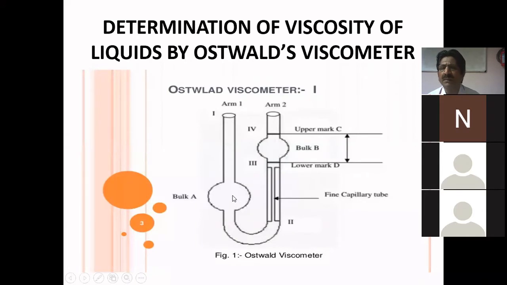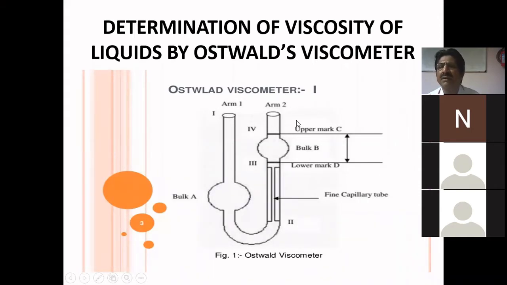Bulb A is at the lower end of the tube, and bulb B is at the upper end of the tube. Generally, bulb B is smaller in size compared to bulb A. And just below bulb B, there is a capillary, a fine capillary, where the liquid will flow. A known volume of the liquid will be added in bulb A, and then we suck on the other side.